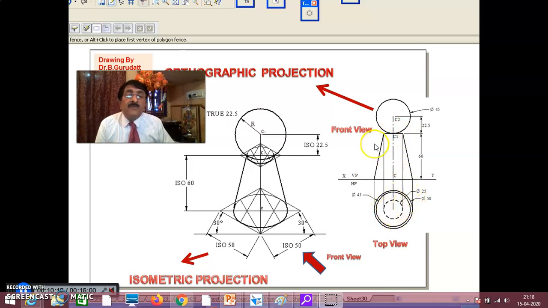In that way, front view and top view, that is orthographic projection of this isometric object given, is completed. Okay, these are all the things what we have done in the past. Please look to this so that the machine component should become easy for you later on.